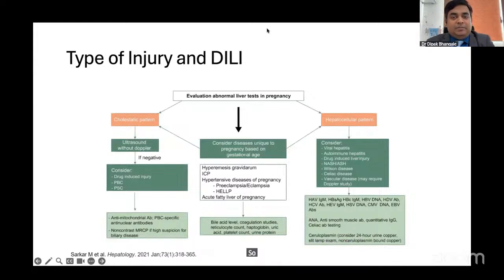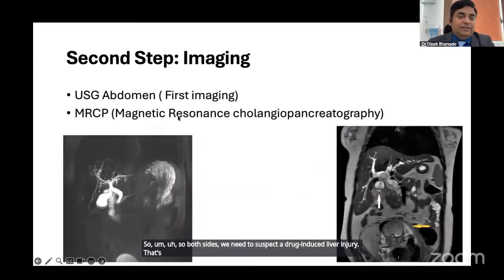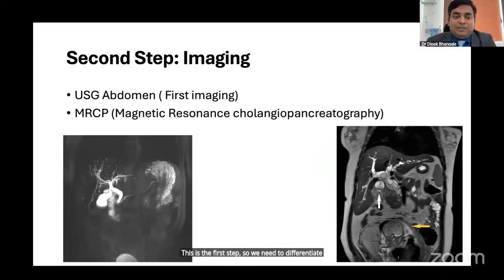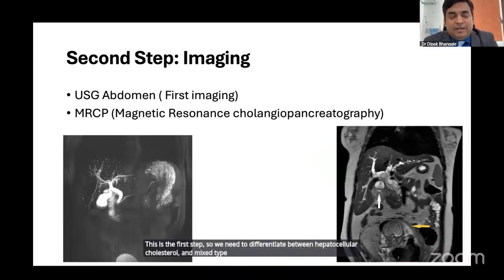So both sides, we need to suspect drug-induced liver injury. That's what I need to convey here. This is the first step: we need to differentiate between hepatocellular, cholestatic, and mixed type. Then the second step is imaging.